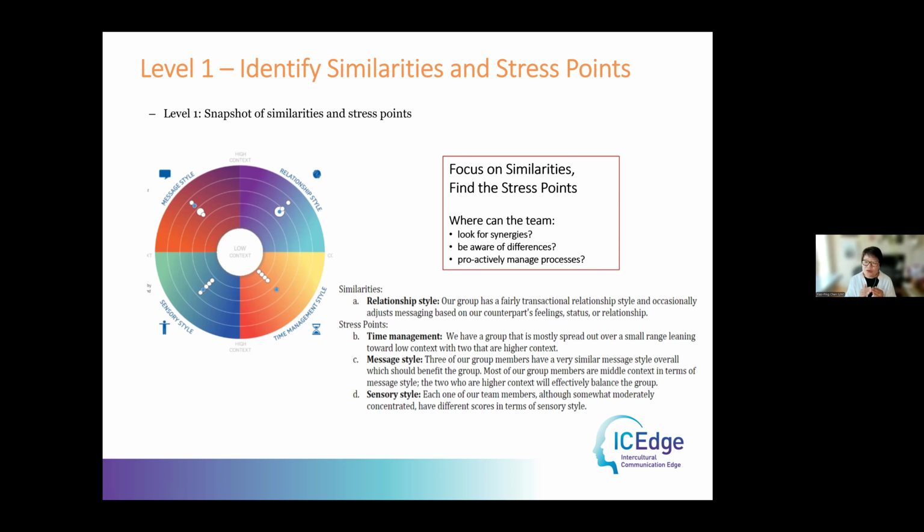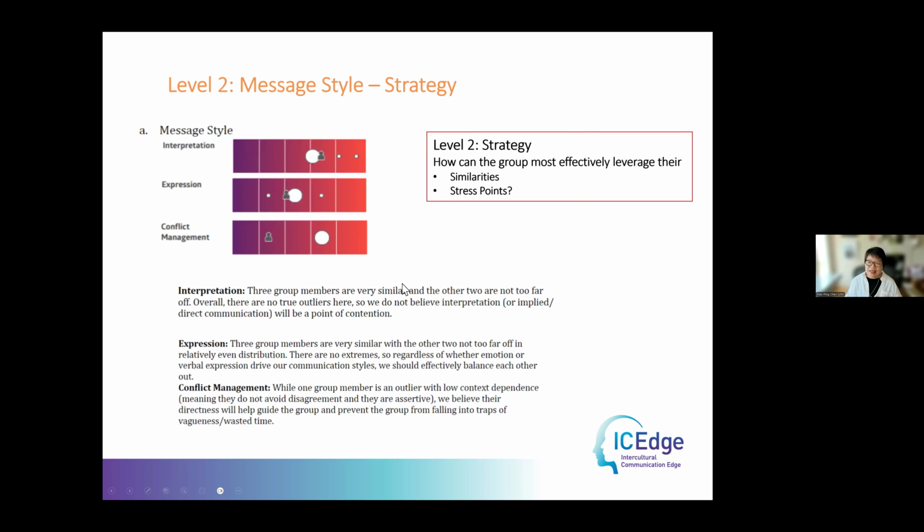Then you need to choose a specific domain to do a deeper analysis. So for this team, because 3 of them are quite different, here I just picked the one that they focused on called message style. So the level 2 strategy: how can the group most effectively leverage their similarities and stress points? So in terms of message style, by now you guys should be very familiar with that. The first component is interpretation, right? Second, expression, and third, conflict management.